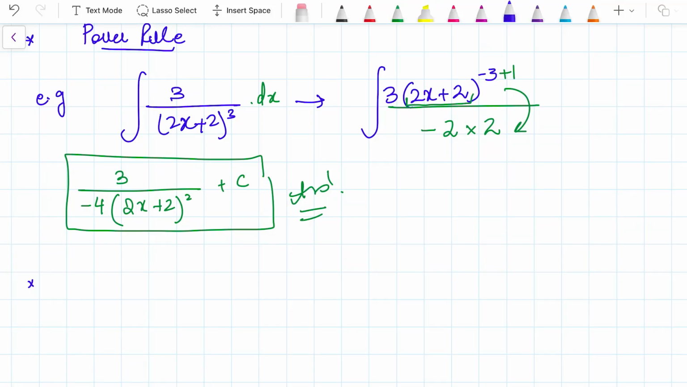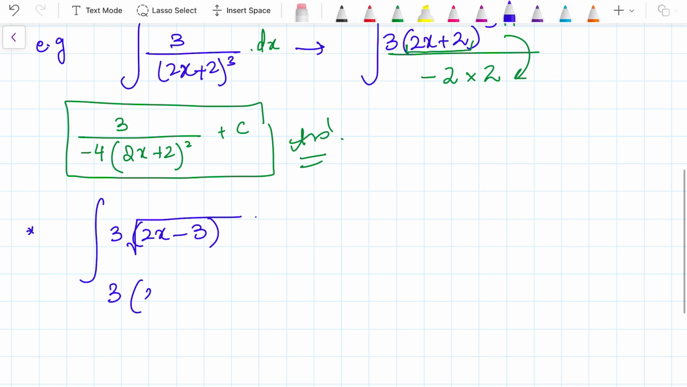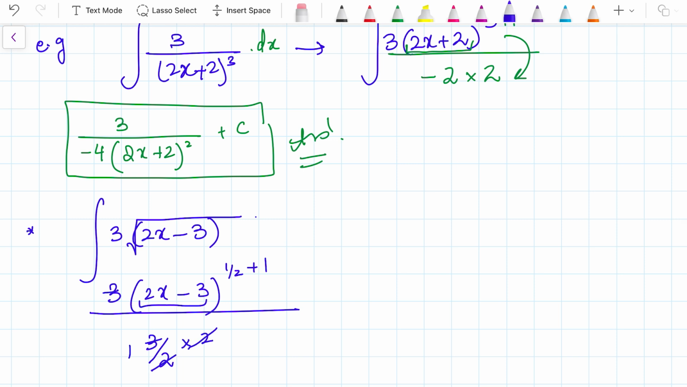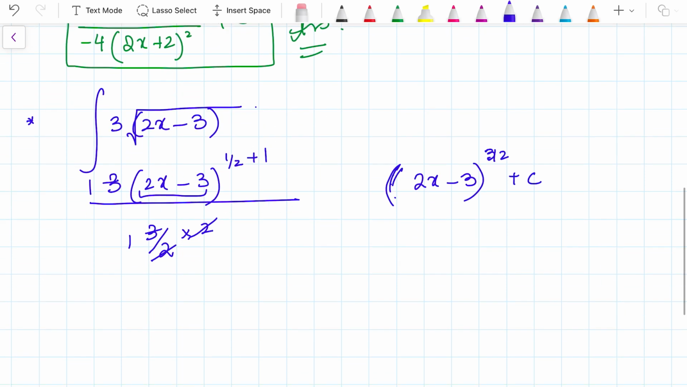Some more examples of power rule. Now, this square root means the power is half. Add 1 to the power divided by new power into the differential of the inside expression. So this becomes 2x minus 3, half plus 1 is a 3 upon 2, plus c.